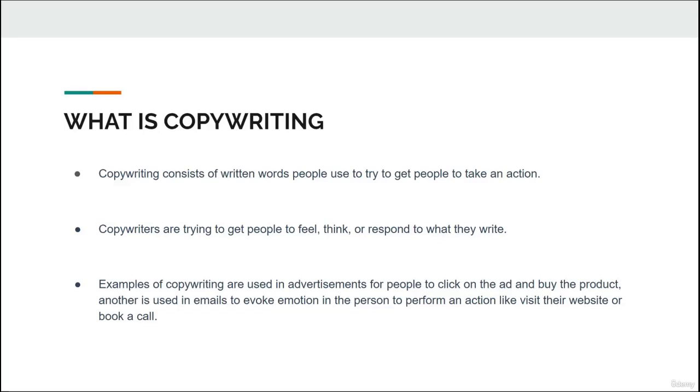Another is used in emails to invoke emotion in the person to perform an action like visit a website or book a call. So different examples of copywriting that you've basically seen are on websites, and in emails that try to sell you something. Basically, a copywriter went in there and wrote some words that are more salesy and that invoke emotion, right? When you read it, it evokes some type of emotion for you to buy the product. That's kind of what copywriting is. It's just a way that you use words and manipulate words to invoke emotion in someone to take an action.